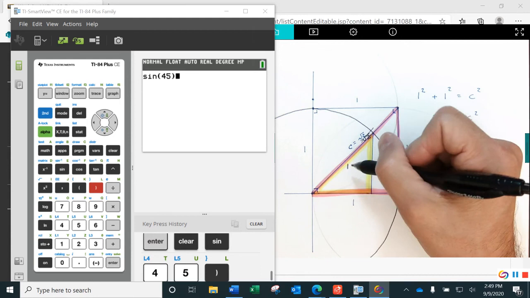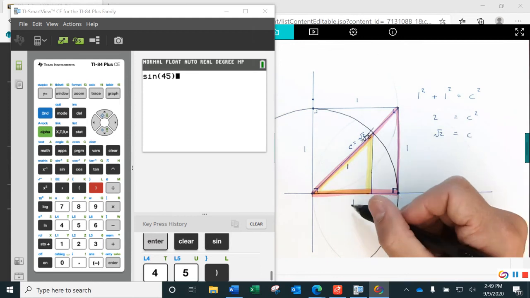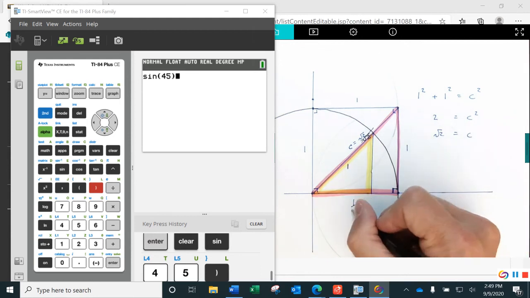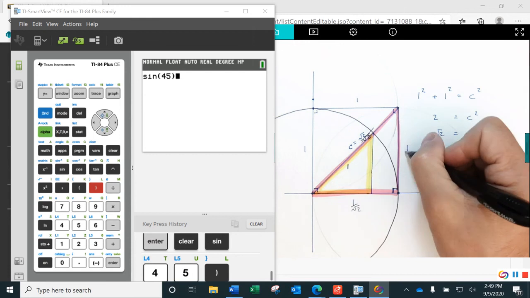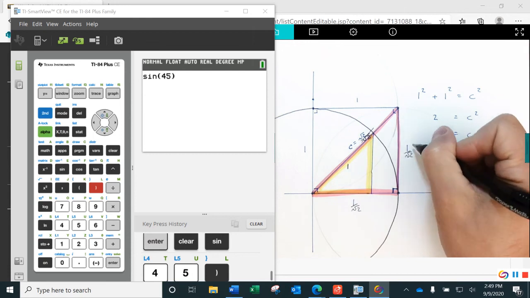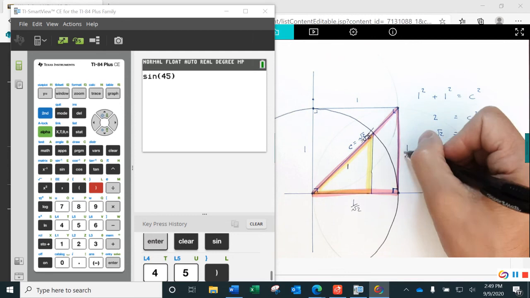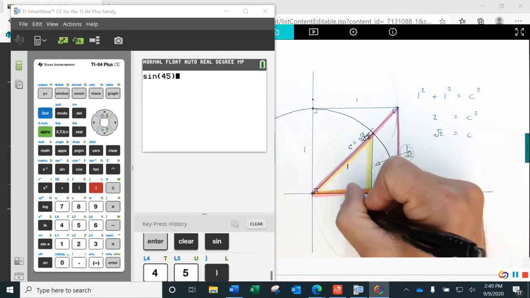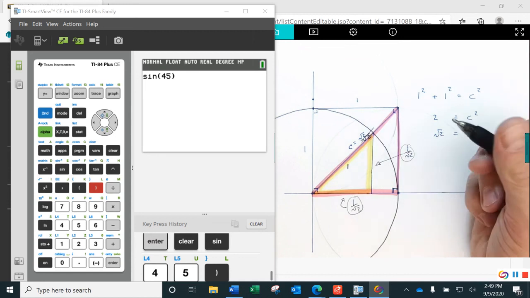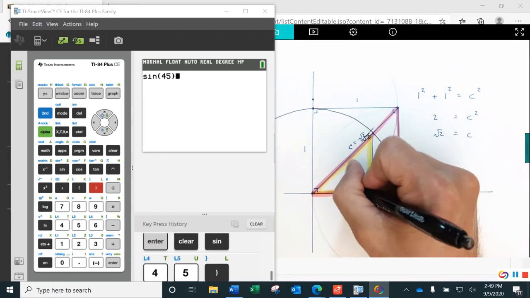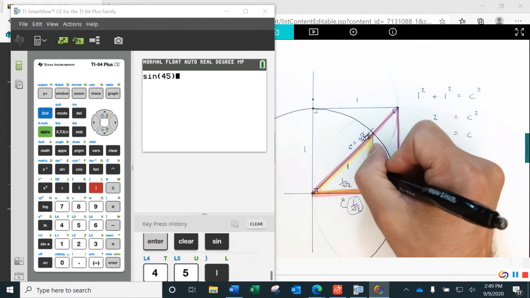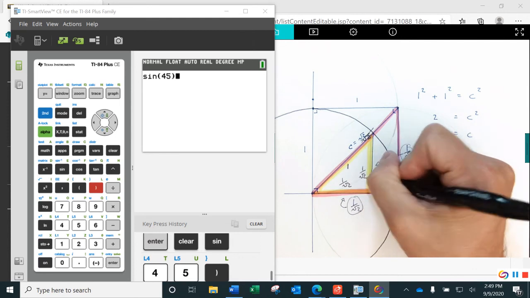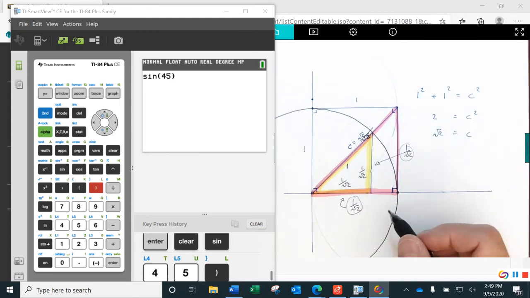But if I divide that side by the square root of 2, I'm going to need to divide this side by the square root of 2, and then this one over here gets divided by the square root of 2. So it's no longer measuring this pink one, but it's now measuring this yellow one. So again, I'll write it a little neater in here. 1 over the square root of 2. 1 over the square root of 2. And now my yellow triangle fits in here quite nicely.